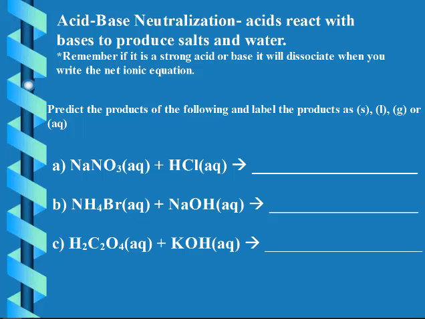We can also have acid-base reactions. When we have an acid and a base, that's a neutralization reaction. So the acid is going to react with the base to produce a salt. A salt is simply an ionic compound that's formed from an acid and a base. When we get to net ionics, remember that strong acids and strong bases should be breaking up 100%.